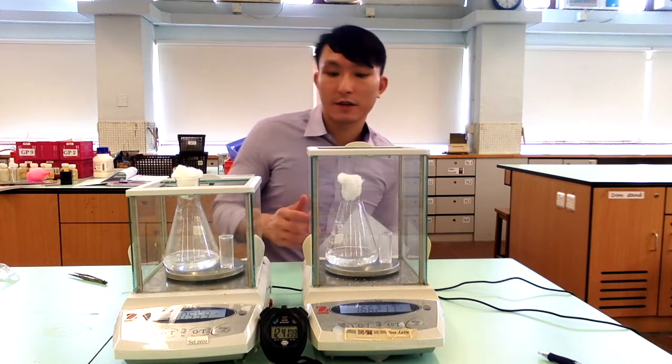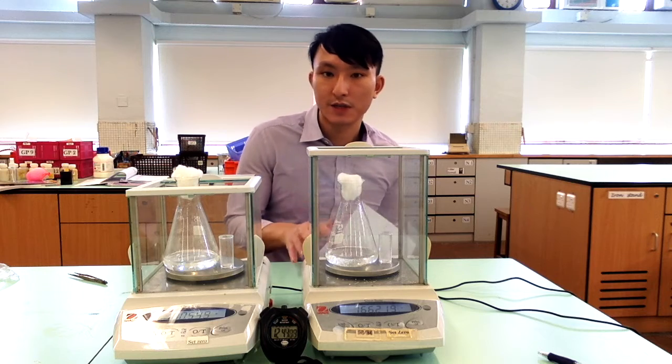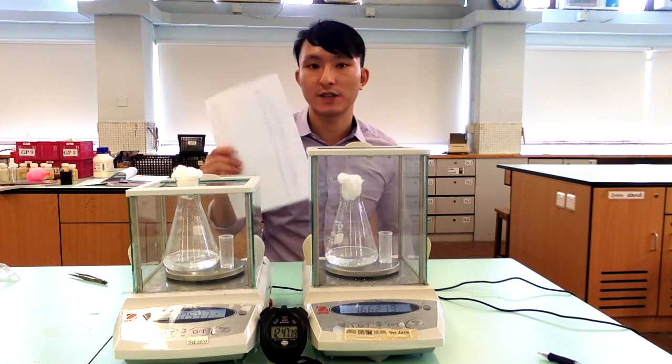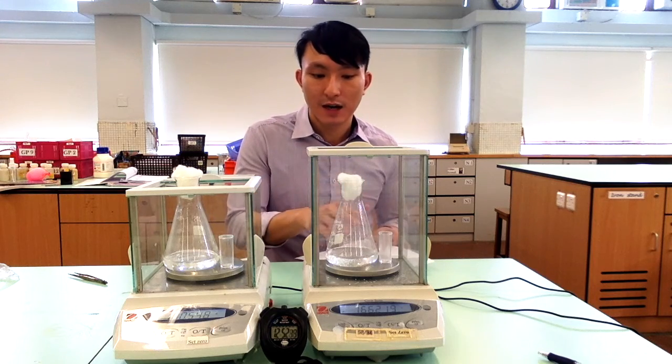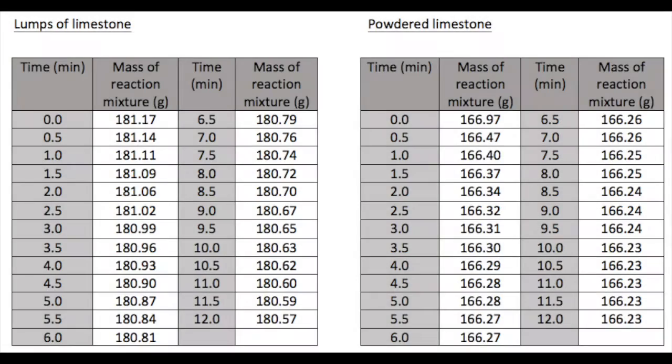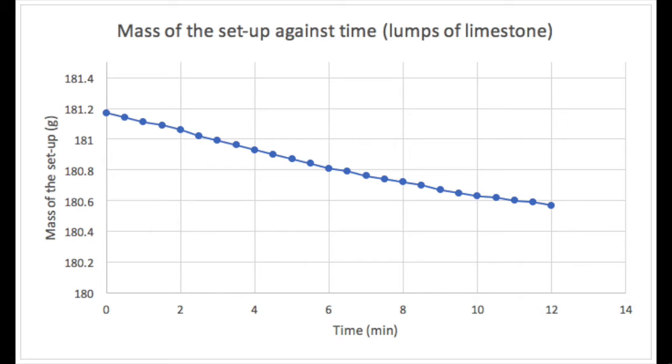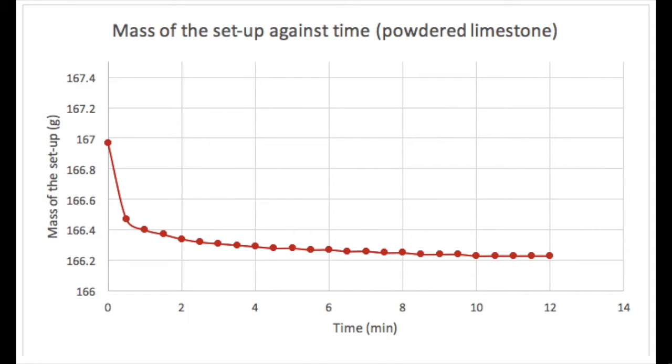Okay, after monitoring the mass changes of the two setups for 12 minutes, using the data, you should plot a graph of the mass of the setup versus time. This is the results table of the two experiments. This is the graph showing the change in mass of the setup against time, and this one is the one with lumps of limestone. This is a graph showing the mass of the setup against time, and this one is for the powdered limestone.